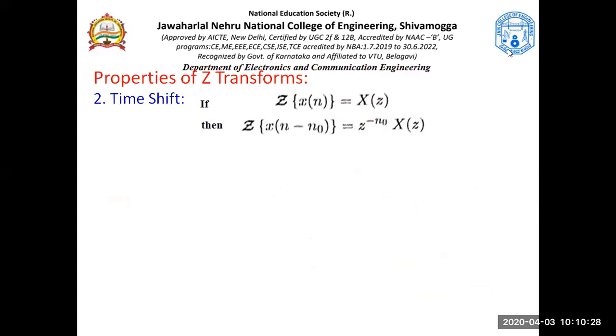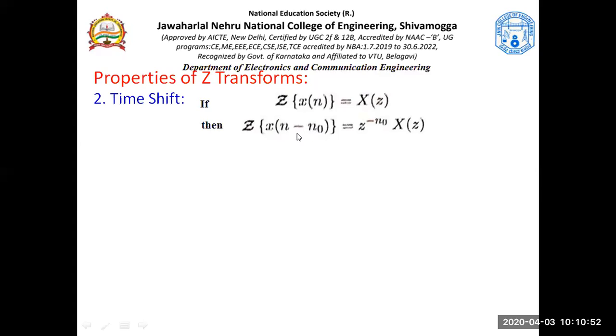Here, if the Z transform of x of n is x of z, understand this point? If the Z transform of x of n looks like x of z, then take the Z transform on the shifted x of n. It is shifted by n naught. Where is it shifted? Shifted to the right or shifted to the left? Can you tell me seeing this?